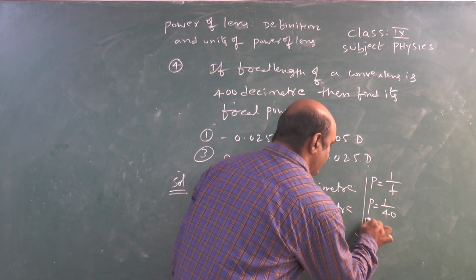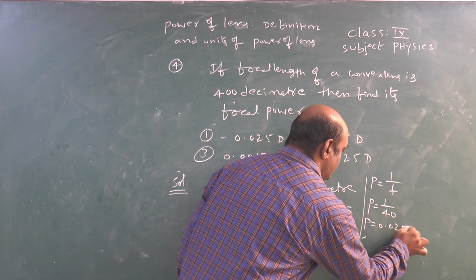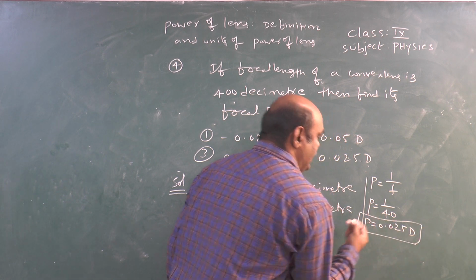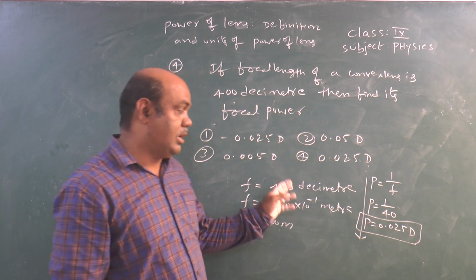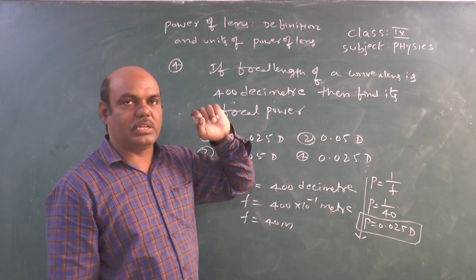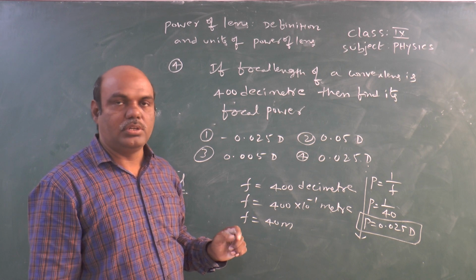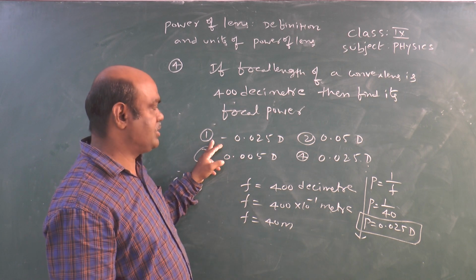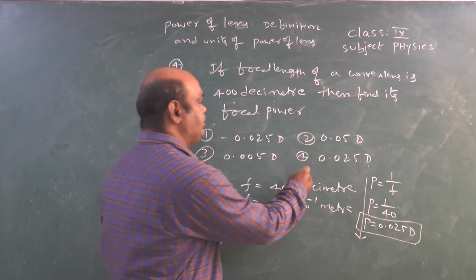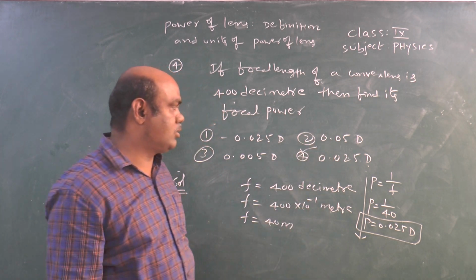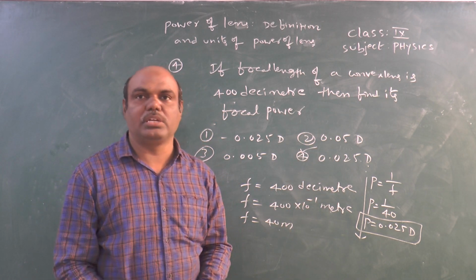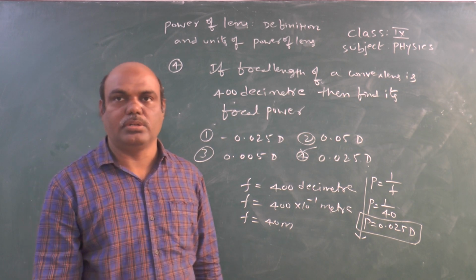So this value is 0.025 diopter. But this is a convex lens, so the focal power is a positive value. That's why the first option is not correct. The fourth option, 0.025 diopter, is correct. Okay. Thank you.